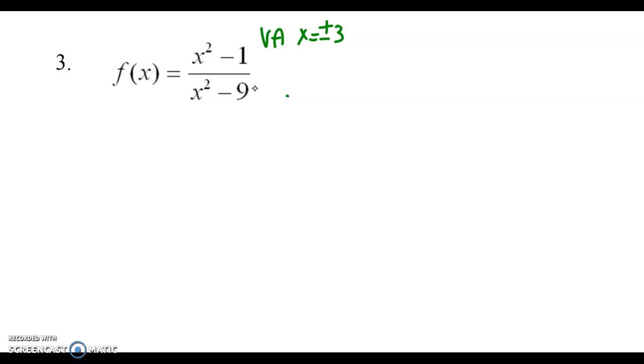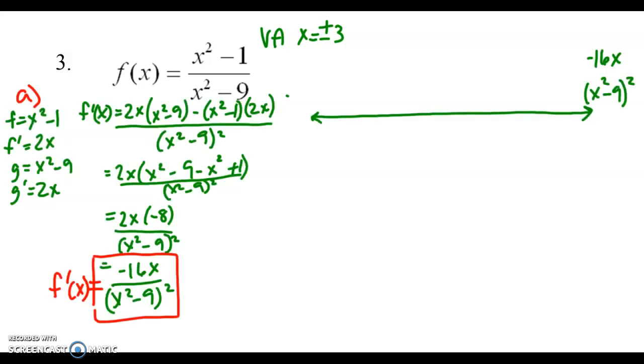You can see we're going to use the quotient rule. I would like you to go ahead and do that, and I'll pause it and do the work on the screen, and we can compare when you are done. After that, we will do a sign analysis. Alright, here's what I got for the first derivative, negative 16x over x squared minus 9 squared. And we're going to put that into the sign analysis now.